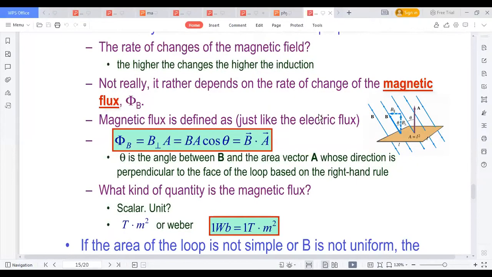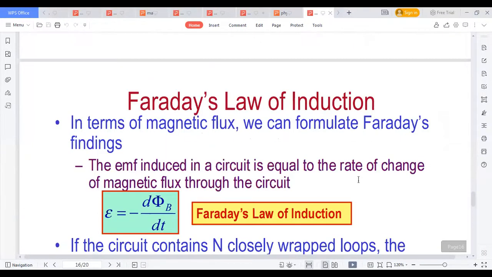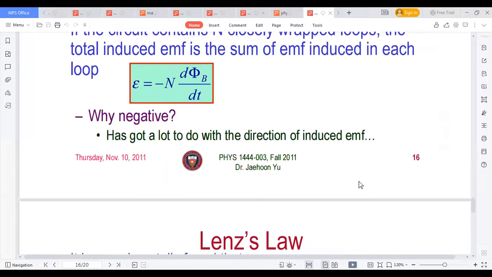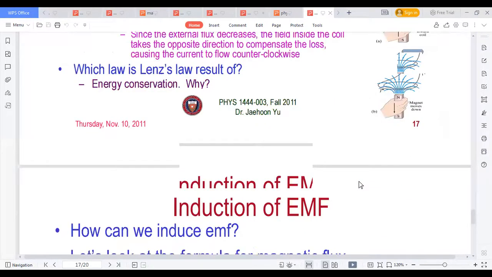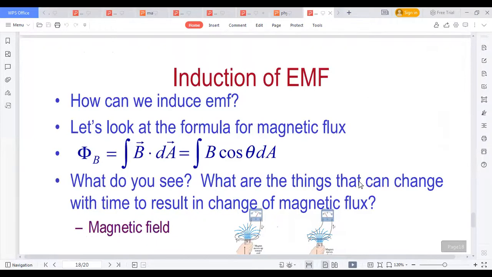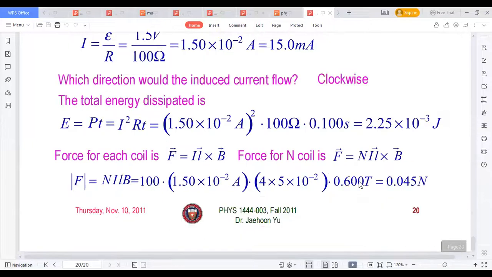And we have also discussed the magnetic flux, and this is the equation for it, and Faraday's laws of induction and Lenz's law. And induction of EMF, and this is the frequently asked example.